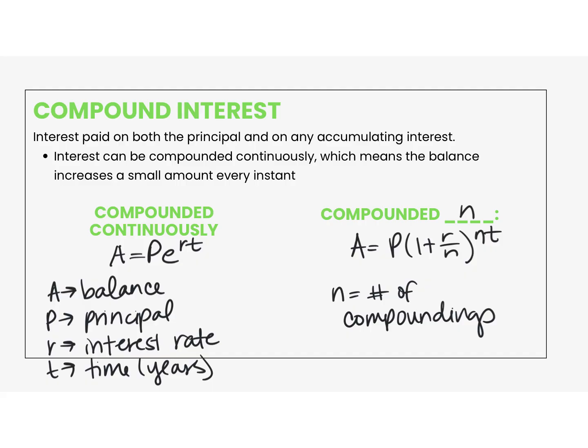So just remember that if we compound continuously, we're going to rewrite this as a natural log, right? Because it has the E there. And if we're just talking about compounded monthly, annually, etc., we're just going to rewrite it as a common log, right? Which is base 10.